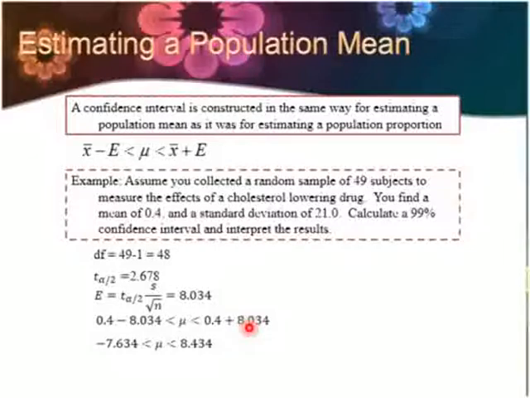So this gets me that I estimate my population mean to be between negative 7.634 and positive 8.434. That is, the mean amount that this cholesterol-lowering drug would lower somebody's cholesterol, I'm confident it's between negative 7.634 and 8.434.